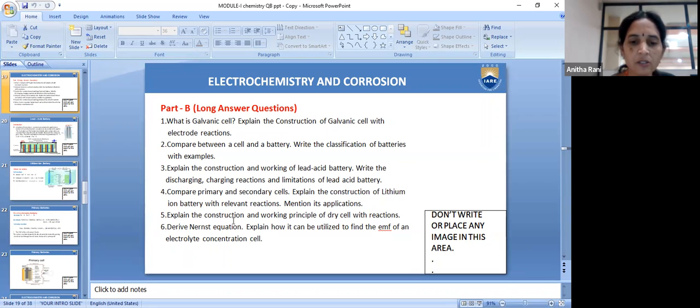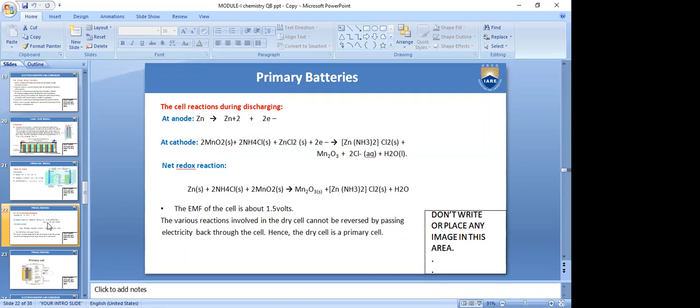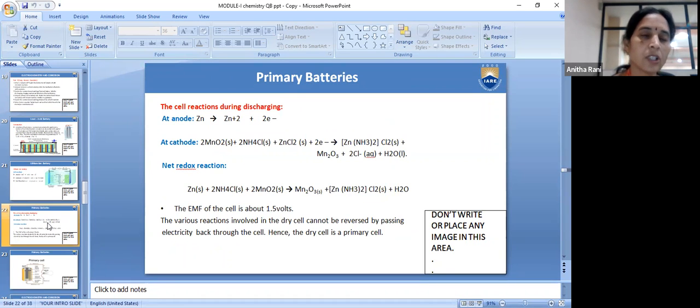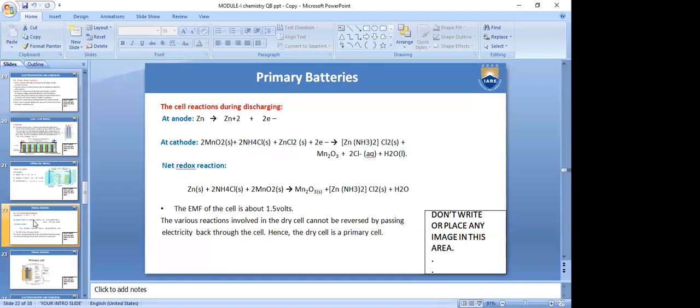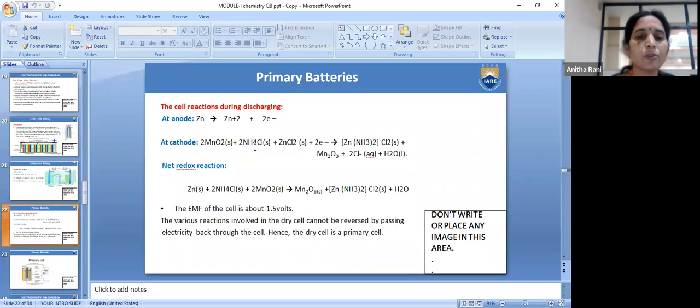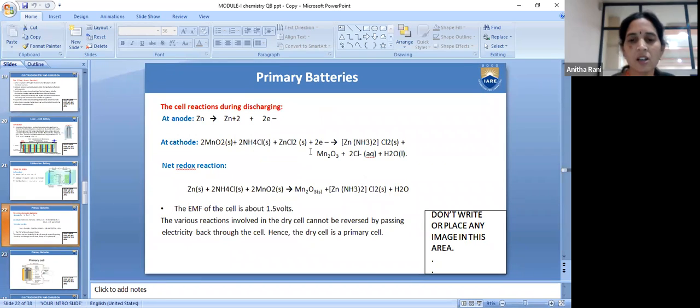Explain the construction and working principle of dry cell with the reactions. Now tell me, what is anode, cathode and electrolyte in dry cell? Anode is zinc. Cathode is graphite. Electrolyte is MnO2, NH4Cl, ZnCl2 plus starch.